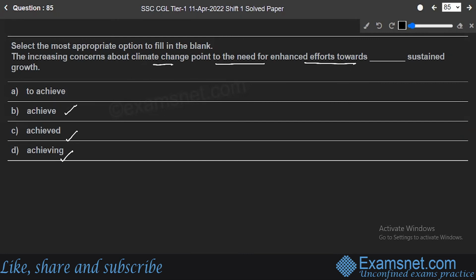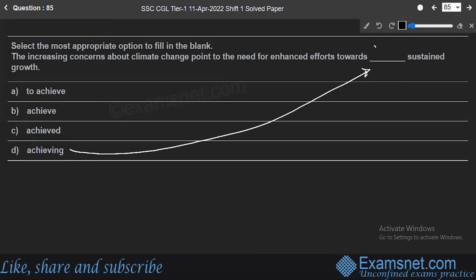See, when I was reading, I hope it is very much clear what the answer should be. It should be achieving. The increasing concerns about the climate change point to the need for enhanced effort towards achieving sustained growth. So this option D should be your answer. See, in this sentence, towards is a preposition. And now, if you want to follow a preposition by a verb, we have to add the ing to it. Right? So option D is your correct answer.